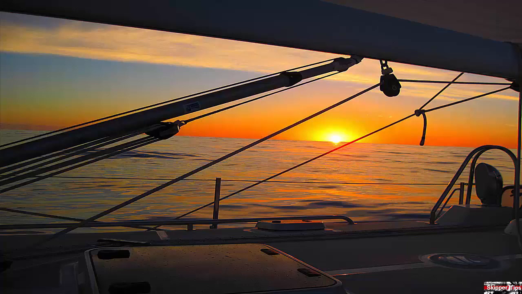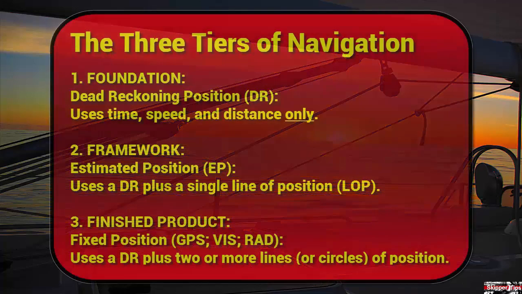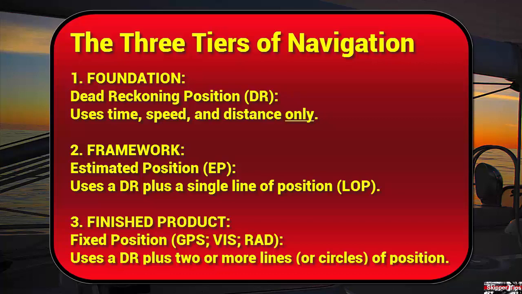Think of navigation under sail or power as a three-tier structure. The foundation of our structure begins with dead reckoning, which uses time, speed, and distance. Next, we add the framework with at least one line of position. If we have just a single solitary object or even a sounding, we can boost the confidence in our location with an estimated position, also known as an EP.